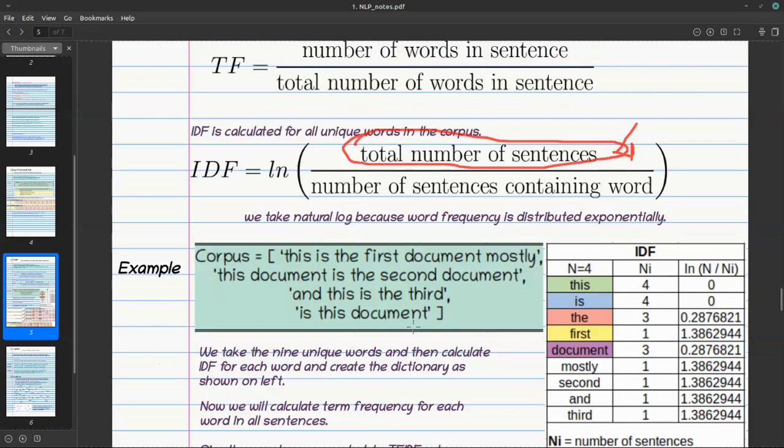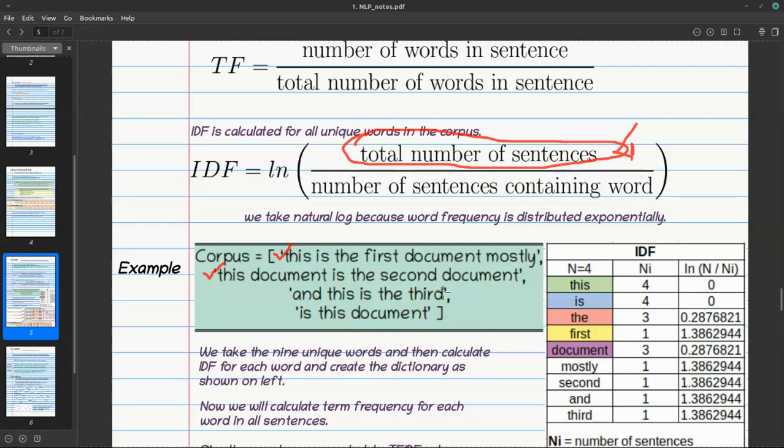So let's say I want to calculate the IDF of the word document. How many times is document occurring? One, two, three, four. So do I need to write four here? No. What it is saying is the number of sentences containing the word. So is document there in the first sentence? Yes. Is document there in the second sentence? Yes. How many times? We don't care. So the number of sentences is what we need to count.